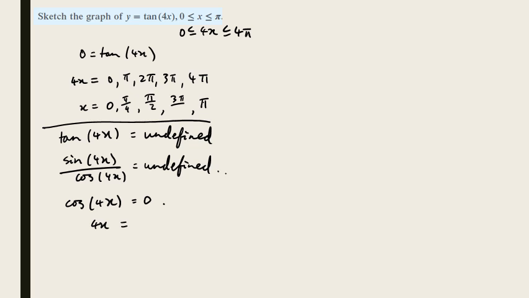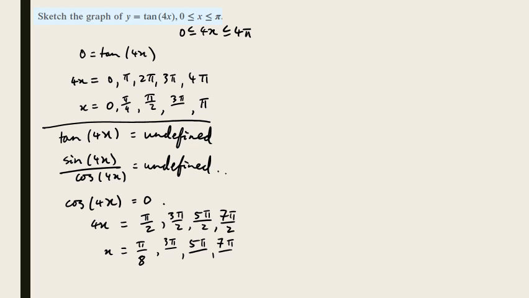So then cos is equal to 0 at every pi on 2. So we have pi on 2, 3 pi over 2, 5 pi over 2, 7 pi over 2. So then divide each one of these by 4. I did not divide each one of these by 4, I divided them by 2. Sorry. So pi over 8, 3 pi over 8, 5 pi over 8, 7 pi over 8. Better. Okay, now let's draw it.